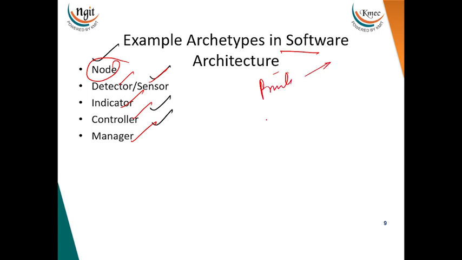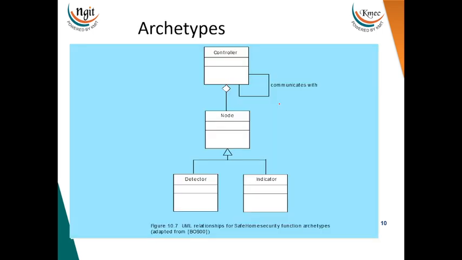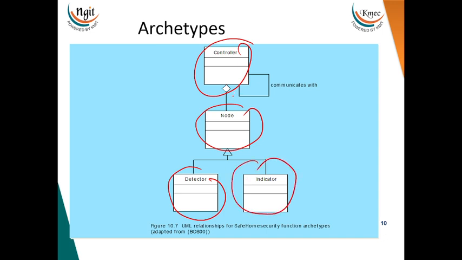In your college, you have a principal and a class teacher. What is the role of the principal? It's totally different from the role of the class teacher. But these are called archetypes, correct? And this is an example: there is a controller, communication, a node, detector and indicator. We are going to see later what all those things are, but these are called archetypes, correct? This is the UML relation of SafeHome archetypes. Hope you got the point.